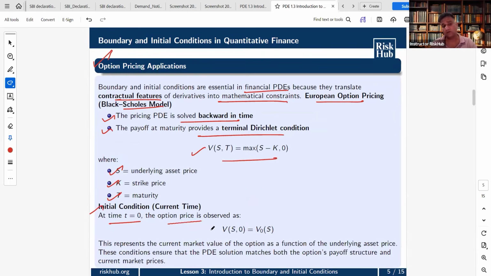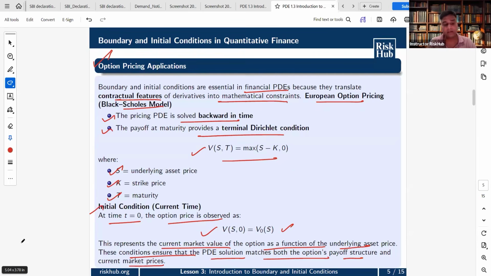Initial condition, time is 0. The option price is observed as V(S, 0) equal to V_0(S). This represents the current market value of the option as a function of the underlying asset price. This condition ensures the PDE solution matches both the option payoff structure and the market prices. So this particular slide explains the concept directly for European option pricing in Black-Scholes.